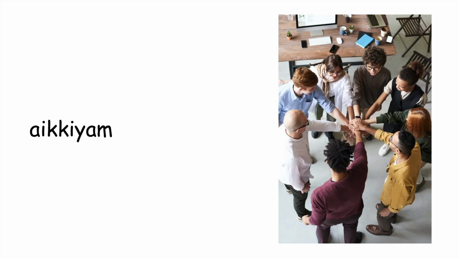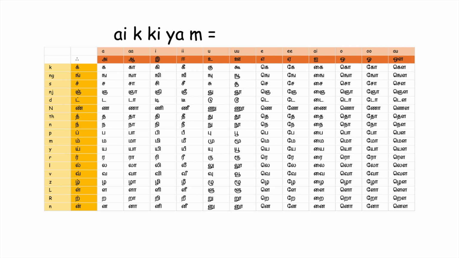One more time, a trickier word to challenge you. Aikyam is unity. We split it up into its syllables: ai, uk, ki, ya. And we go back to the chart. Ai is in the vowels row over here, so we'll add that. This is tricky because it's not a plus i. Ai is a separate vowel in Tamil.